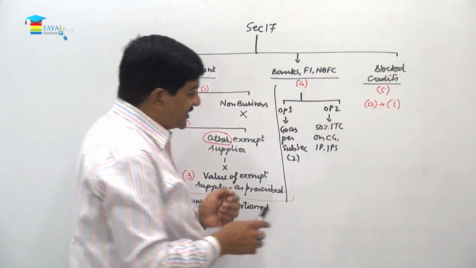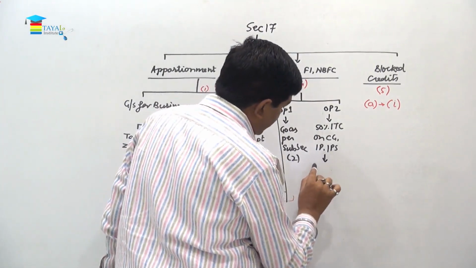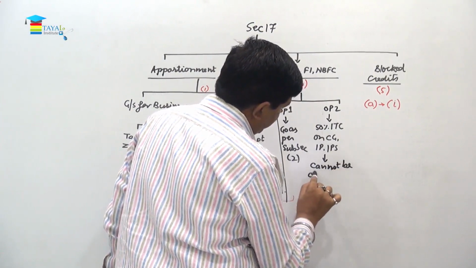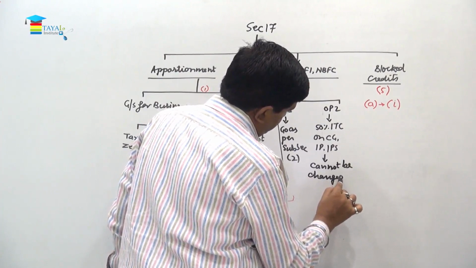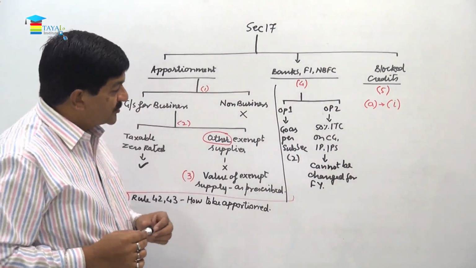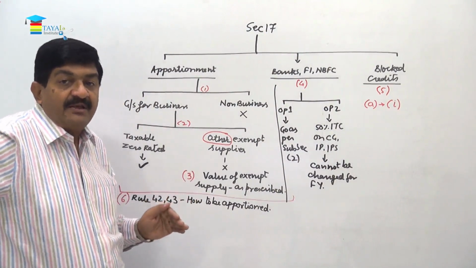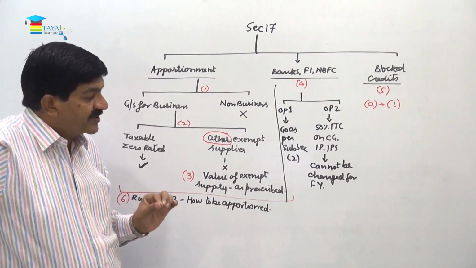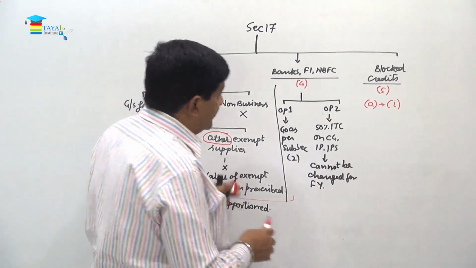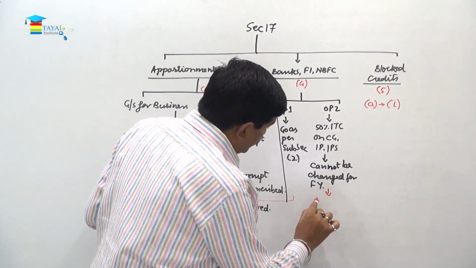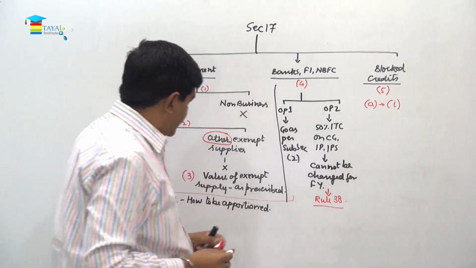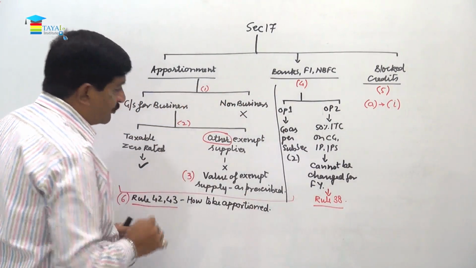But once the option is taken, then it cannot be changed for the financial year. So option can be exercised on any given day, but once it is taken, then that option cannot be changed for the financial year. And the details of this we will talk about in rule number 38. So this is rule number 38, and here we have rule number 42 and 43.